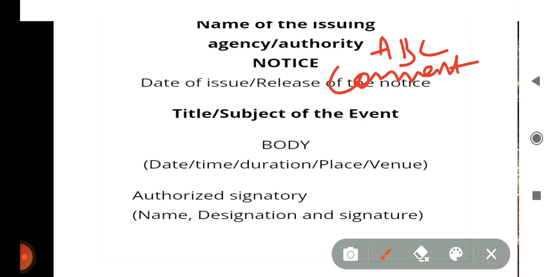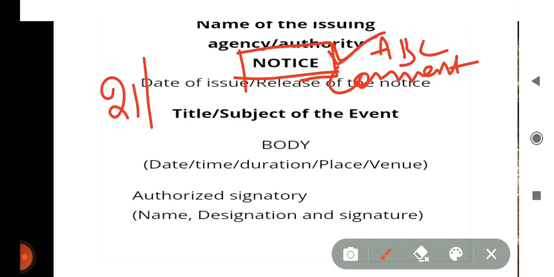Okay, then after that what you need to write? You have to write in block letters this thing, notice, because it's a notice and the audience should know that you are writing a notice. Then date of the issue, the date on which you are writing the notice. For example, today is 21st March and today you are drafting a notice, so you can put the date like this, 21st March 2022.